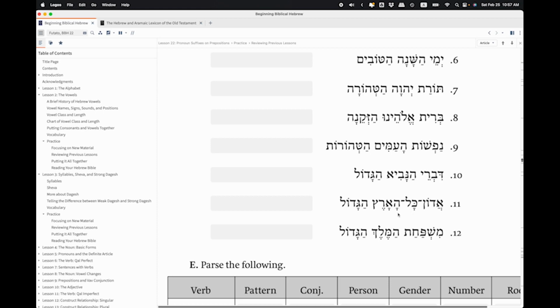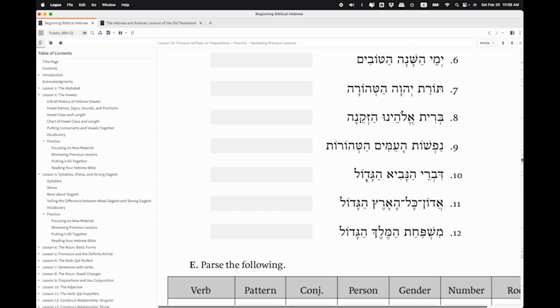Number 11, Adon Kol Ha'aretz Ha'Gadol. All right, so we've got two nouns in construct. Kol is an adjective here. But this would basically be, I suppose this would be functioning substantively. We've got Lord of all of the earth. So remember that the definiteness of each construct word is dependent upon the definiteness of the absolute. So that would be the Lord of the whole earth.